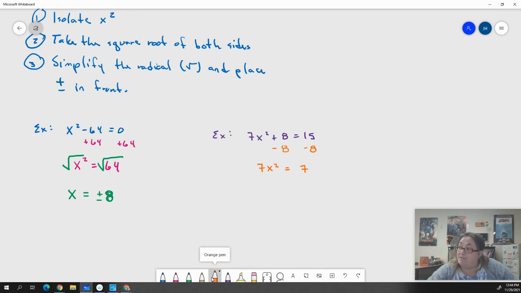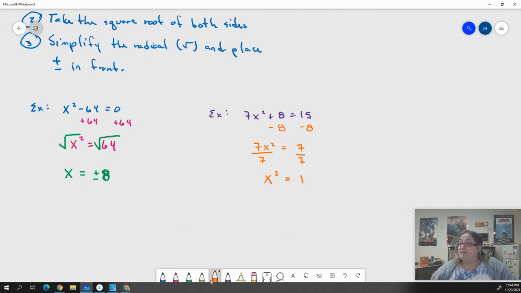Then we still have this 7 being multiplied to x squared, so we're going to go ahead and divide both sides by 7. And we'll be left with x squared equals, well, 7 over 7 just equals 1, right? Next, it tells us we'll take the square root of both sides. So I'm going to take the square root of this, and I'm going to take the square root of this. And that's what we're looking for, right? Because the square root of x squared is just x. It's why we isolate that x squared in the first place.